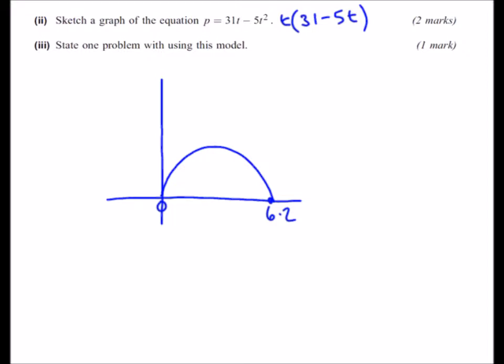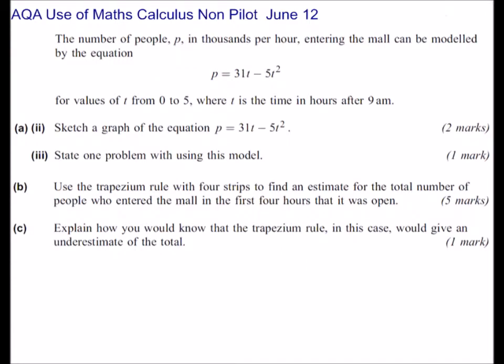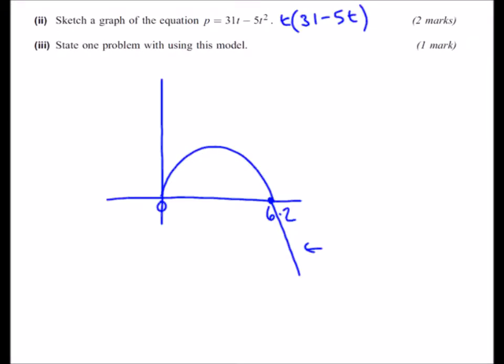State one problem with using this model. Well, past 6.2, we're into negative numbers of people. And t is the number of people in thousands visiting the shopping mall. We can't have minus thousands of people visiting a shopping mall. Past our 6.2, it's not going to work.